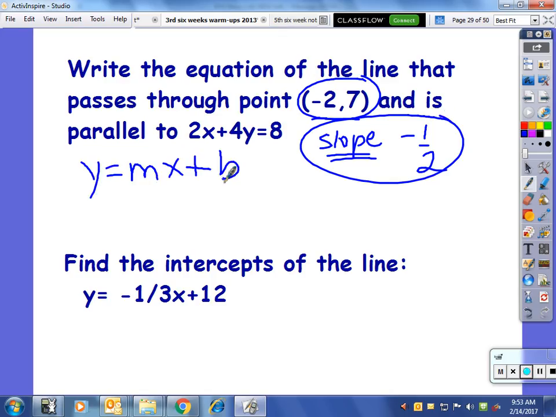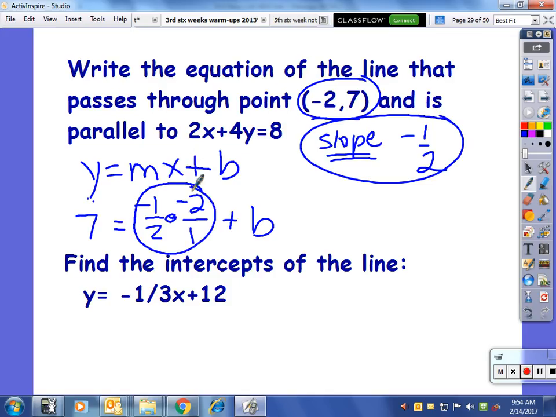I plug in everything I know into y equals mx plus b. What's the y? 7. What's the m? -1/2. What's the x? And the b is what I'm trying to find. Now, if you don't like to do multiplying fractions with your brain, stick this in the calculator. -1/2 times -2, it should come out to be a positive 1. So now I have 7 equals 1 plus b, and I'm almost done. What's that b value? 6.